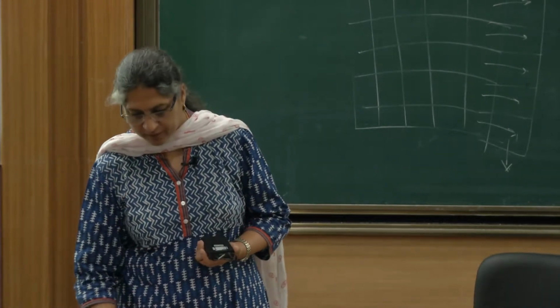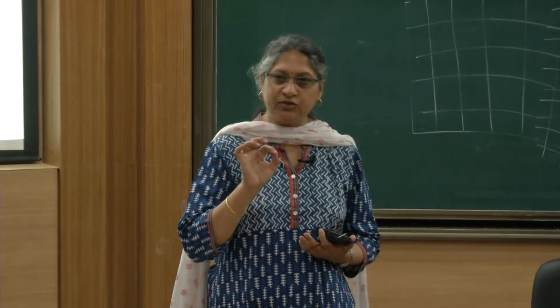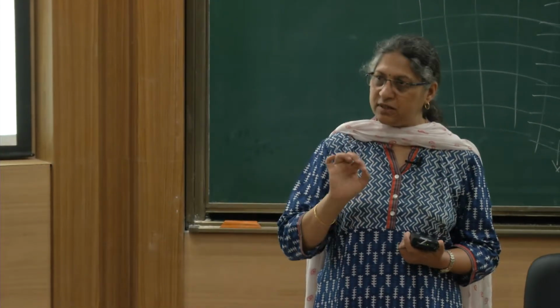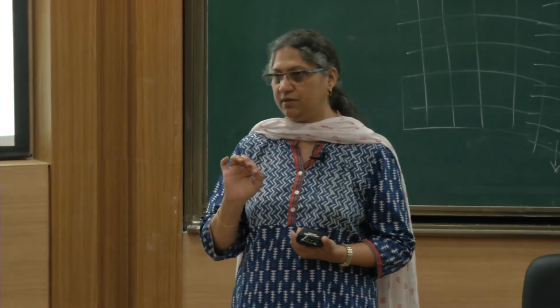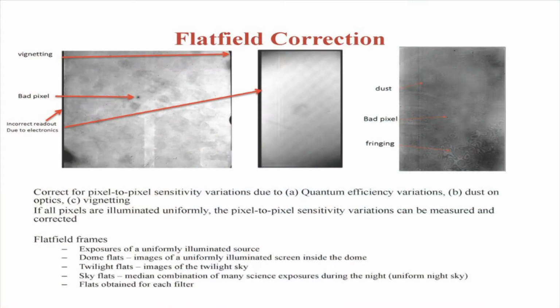The next thing is flat field correction. Why is this done? This is done to take care of the pixel to pixel sensitivity variations. Now how do you do this? You need to expose the CCD to a uniform source of light, like a continuum source for example, so that every pixel in principle is getting the same amount of flux.